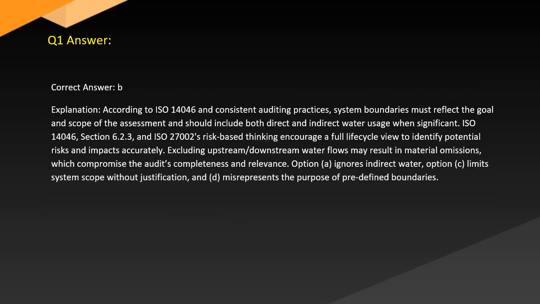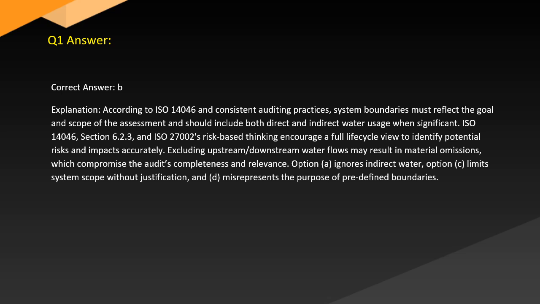Answer. Correct answer: B. Explanation. According to ISO 14046 and consistent auditing practices, system boundaries must reflect the goal and scope of the assessment and should include both direct and indirect water usage when significant. ISO 14046, Section 6.2.3, and ISO 27002's risk-based thinking encourage a full lifecycle view to identify potential risks and impacts accurately. Excluding upstream-downstream water flows may result in material omissions, which compromise the audit's completeness and relevance.